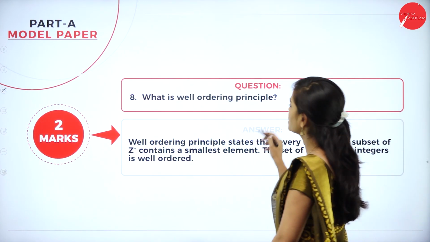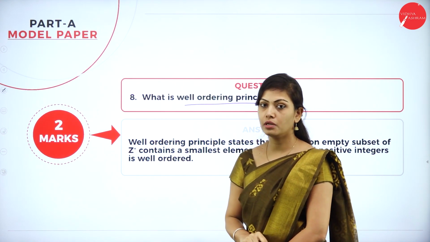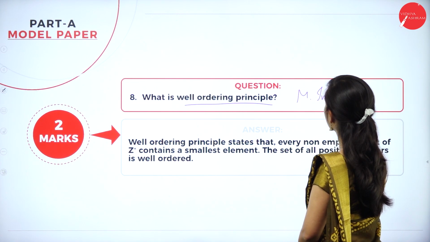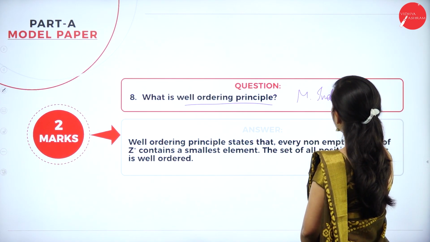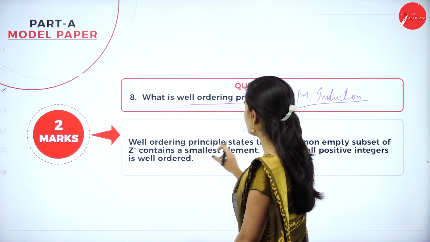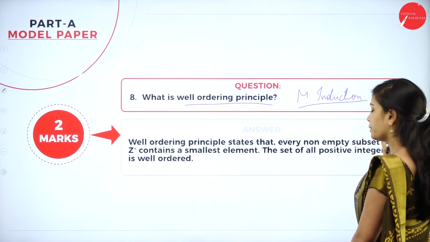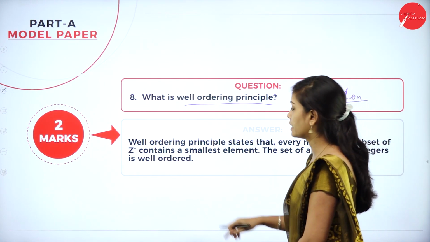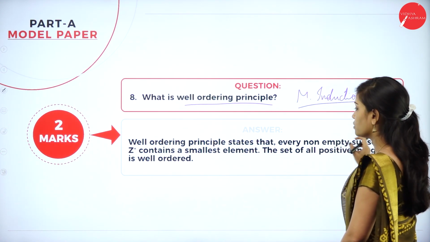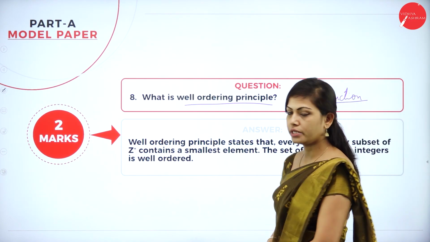And the next one is, what is the well-ordering principle? This concept comes under mathematical induction, so in mathematical induction you can expect this question. The well-ordering principle states that every non-empty subset of Z plus contains a smallest element. That is, the set of all positive integers is well-ordered.